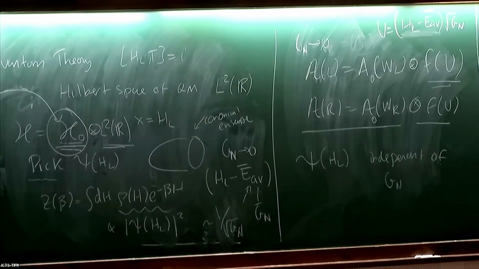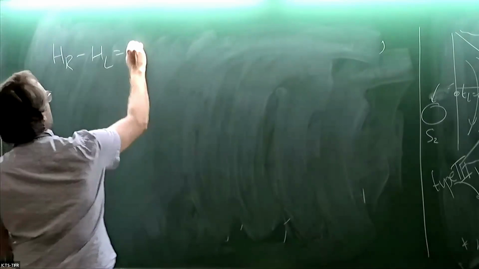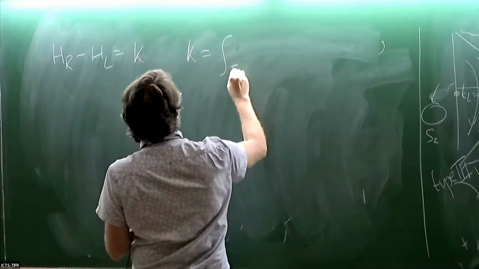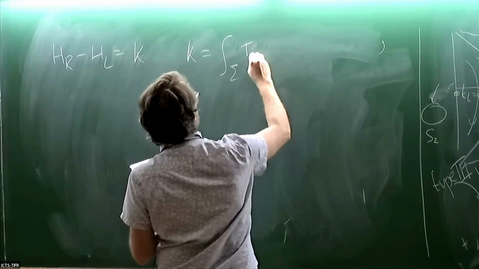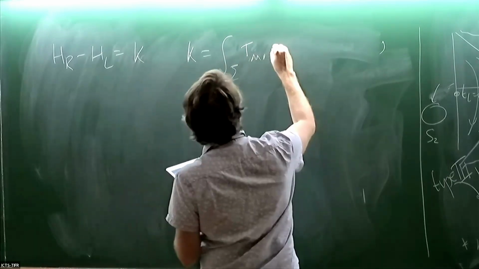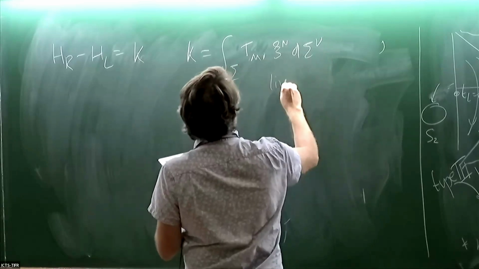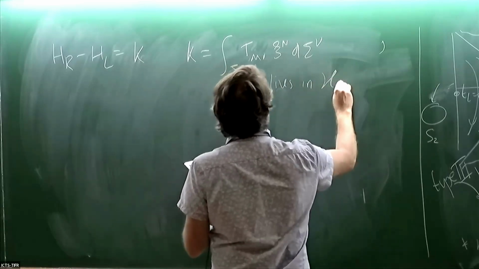Okay, so now we need this constraint, this gravitational constraint, which you can think of as some kind of Gauss's law for gravity. So H_R minus H_left is equal to K, where K is the bulk modular Hamiltonian, right? So it's this integral of the stress tensor for the quantum fields. So this thing decidedly lives in H_0.